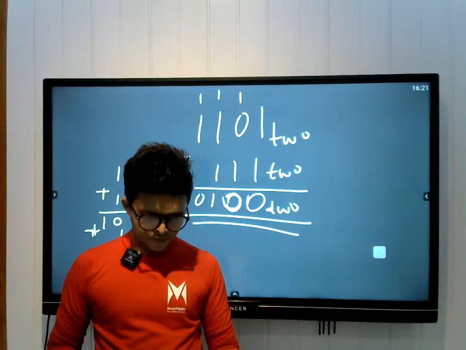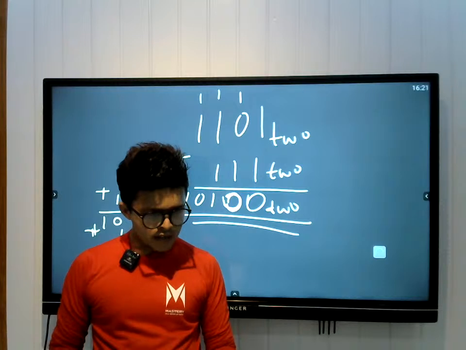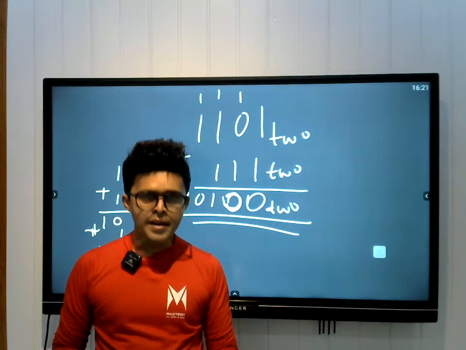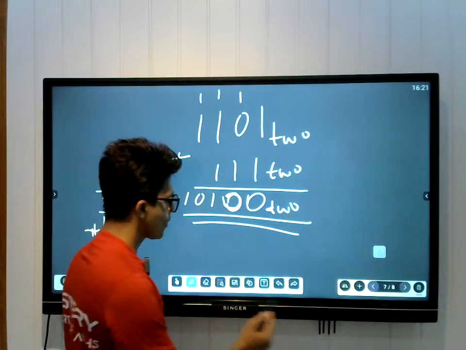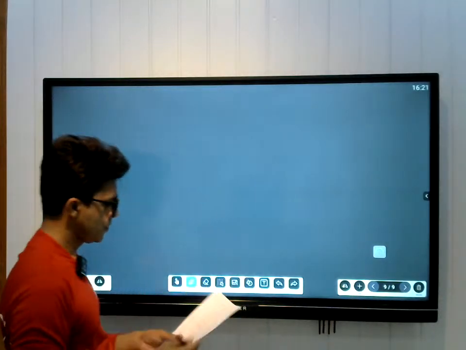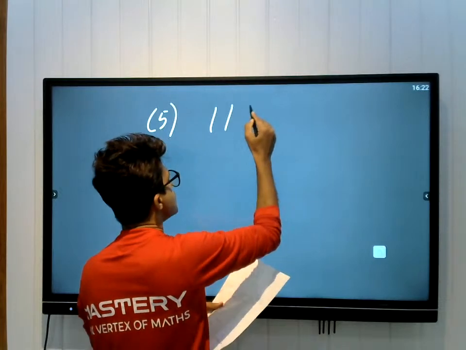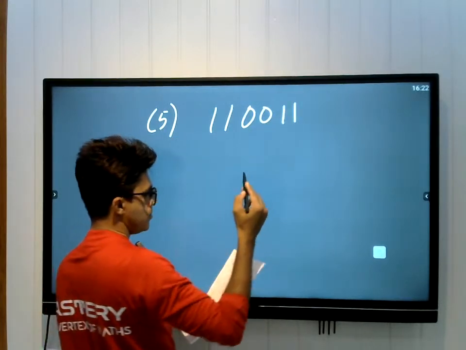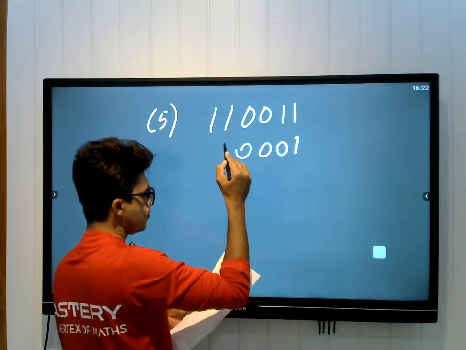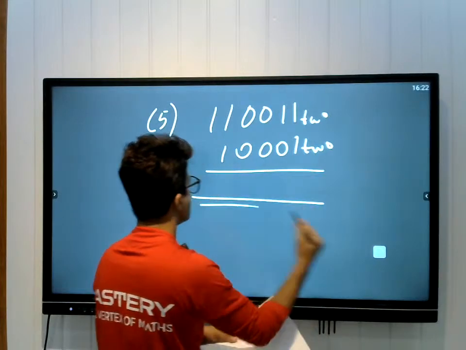Are you okay with this one? I think that you understood this one as well. We could start the fifth question as well. Yeah, another question of binary numbers. Next one, fifth question. This is the fifth question: 1, 1, 0, 0, 1, 1. Next one: 1, 0, 0, 0, 1. The base is 2. What is the answer of this one?